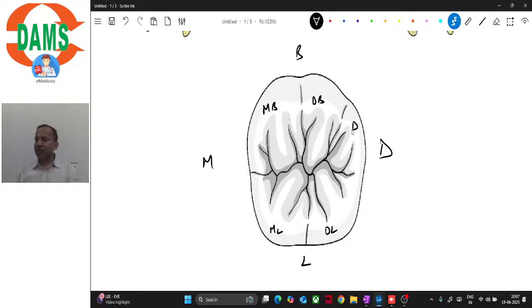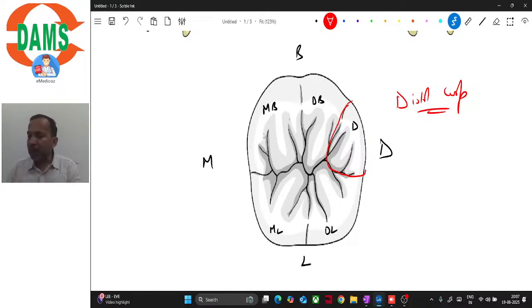So which amongst these five do you think is the smallest cusp? Obviously, as you can see, the distal cusp is the smallest cusp. Right, distal cusp is the smallest cusp. Now, which is the largest cusp? The largest cusp would be mesiobuccal cusp. So, largest is mesiobuccal, followed by mesiolingual, followed by distolingual, then distobuccal, and then finally it is the distal cusp that is the smallest.